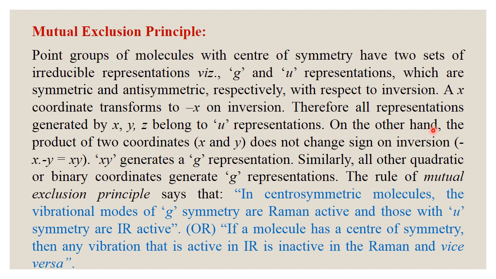But on the other hand, the product of the two coordinates x and y does not change its sign on inversion. That is, for the binary product x and y, the sign does not change. The reason is that minus x into minus y will be equal to xy, and xy generates G representation. This is symmetric. So xy represents G representation. Similarly, other quadratic or binary coordinates give G representation.